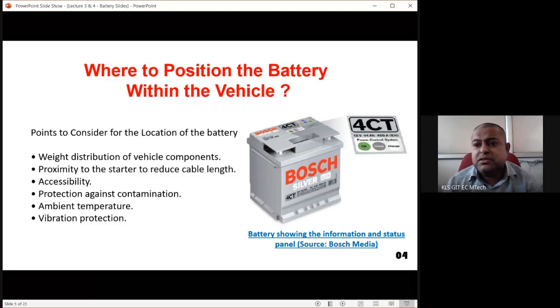Weight distribution. The designer has to keep the battery in such a position where the weight of the battery will be properly withstood by the car chassis or car body. It should not happen that the weight of the battery will damage the car. Okay.